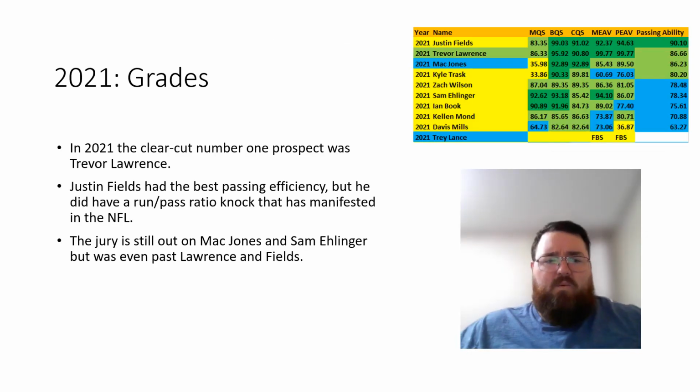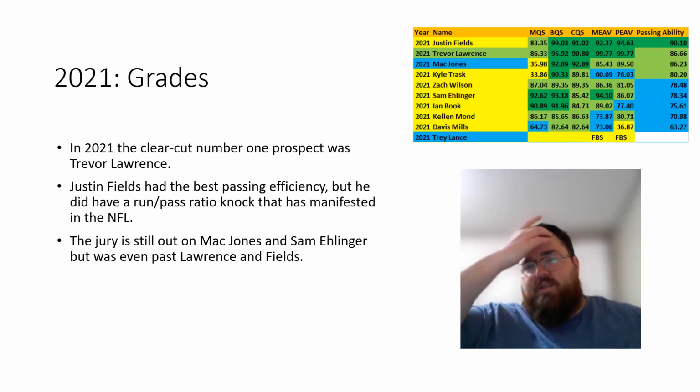Going on to the 2021 class, the clear-cut number one prospect was Trevor Lawrence. Justin Fields had the best passing efficiency, but he did have a run-to-pass ratio knock that has manifested in the NFL. The jury is still out on Mac Jones and Sam Ehlinger, but even past Lawrence and Fields, there are still some lingering issues with this class.